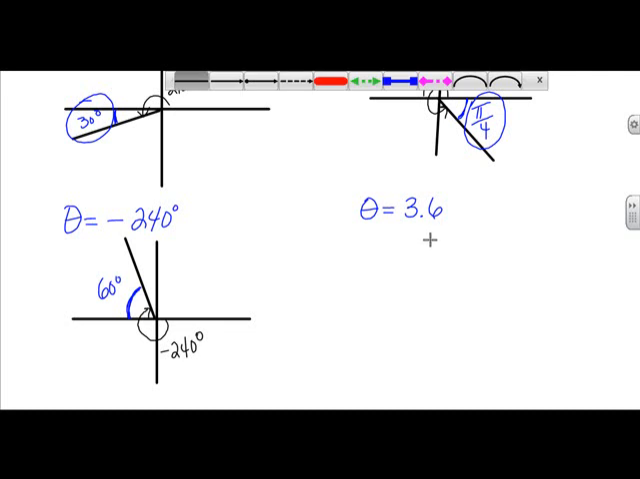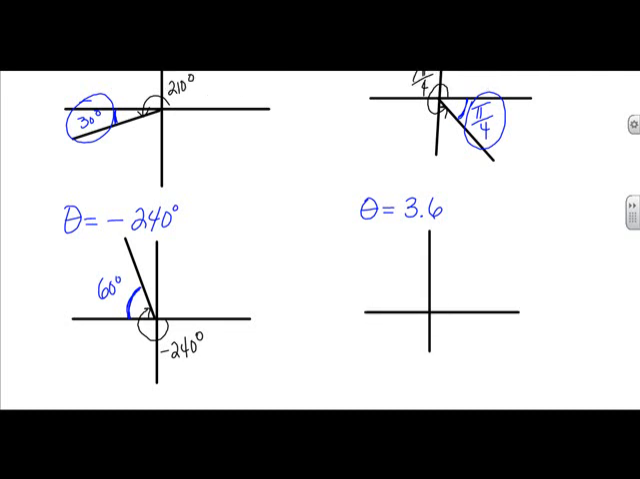What do I know? I know that pi is approximately 3.14, so 3.6 has got to be just a little bit beyond pi. 3.6 is in the third quadrant. So we need to compare 3.6 to pi. If you do that subtraction, 3.6 minus pi, you get something that is approximately 0.46 radians. So the reference angle would be 0.46 radians.